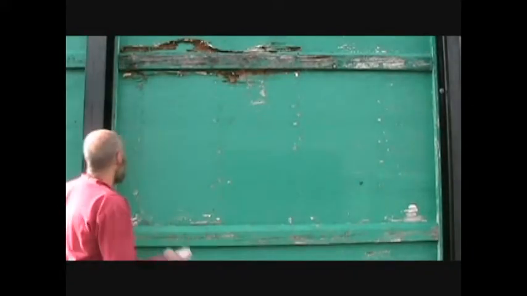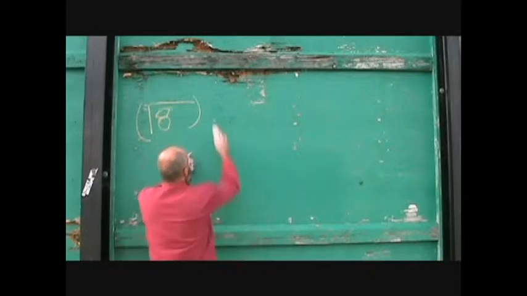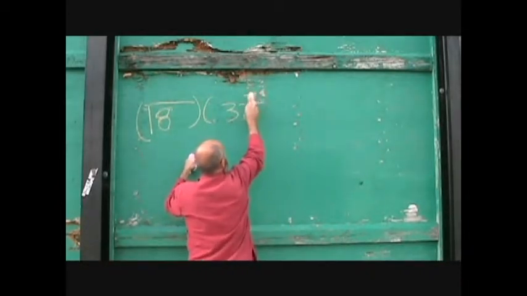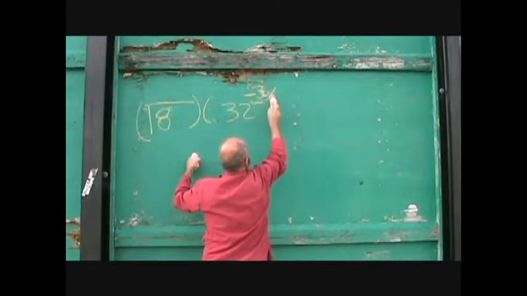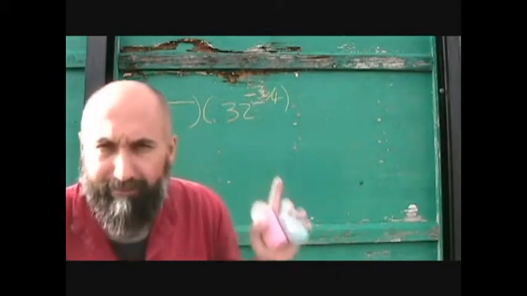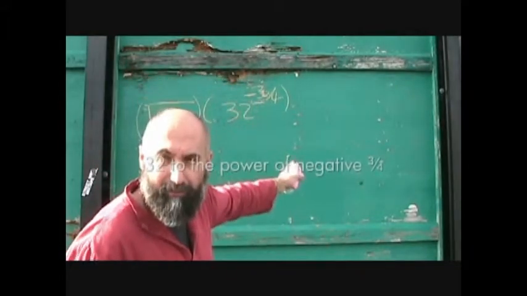Okay, let's talk about the radicals and see how we can combine things that are a little more complicated from all these operations that we've learned. So for example, let's say you had the square root of 8 times 32 to the power of negative 3 over 4. So we've got the square root of 8. Is that legible? It's legible. Square root of 8 times 32 to the power of negative 3 over 4.